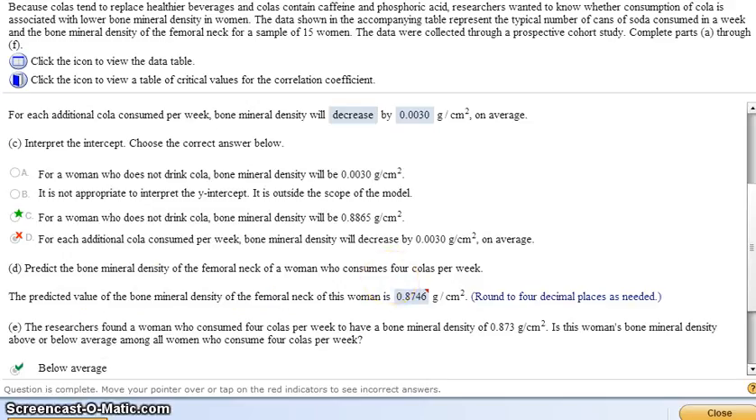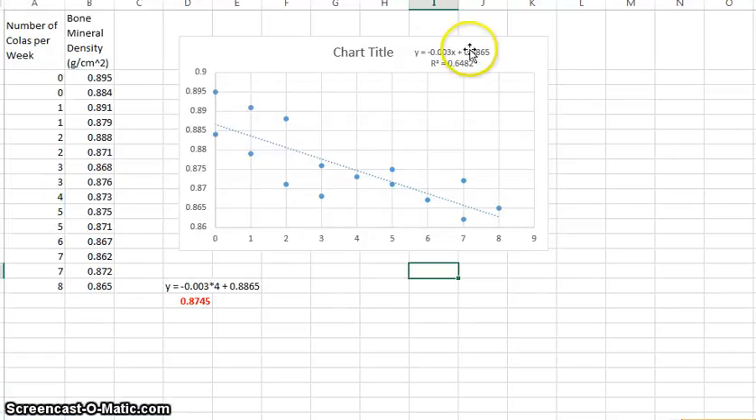And now for D, predict the mineral density for a woman who consumes 4 colas per week. That is what our least squares line is for. It's so that we can make predictions. Where X is in the equation, we're just going to put 4 in there to find out what the Y value is when X is 4. Type that equation into a calculator or Excel, and you'll get that the Y value, the density, is 0.8745.